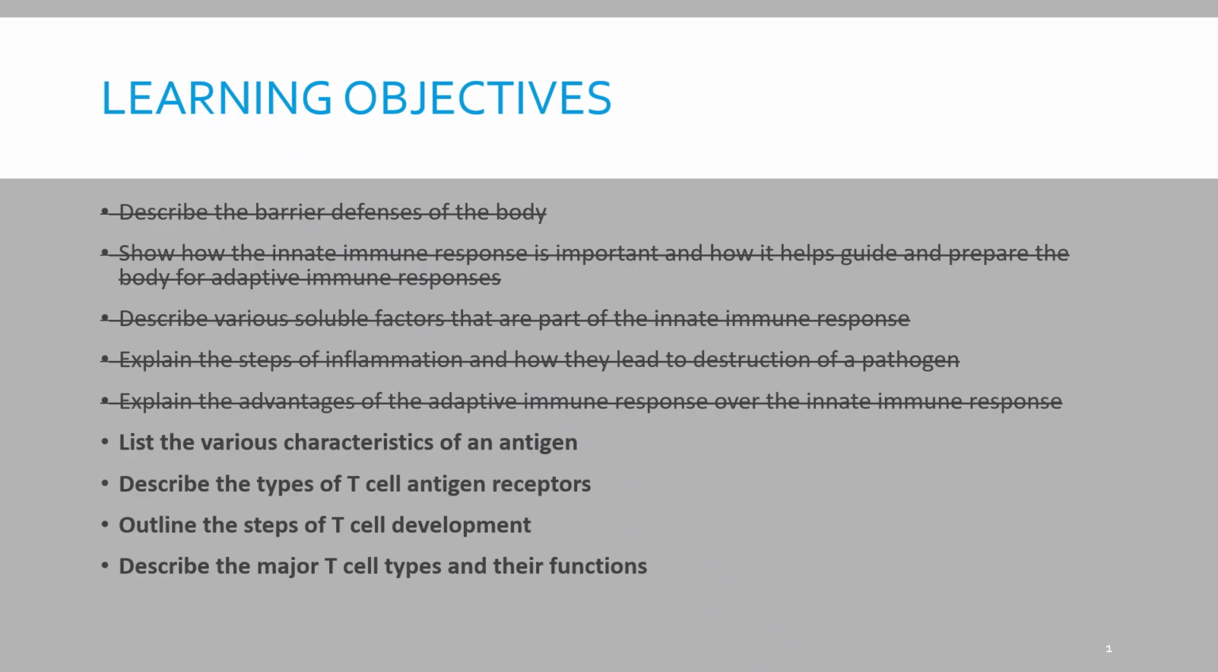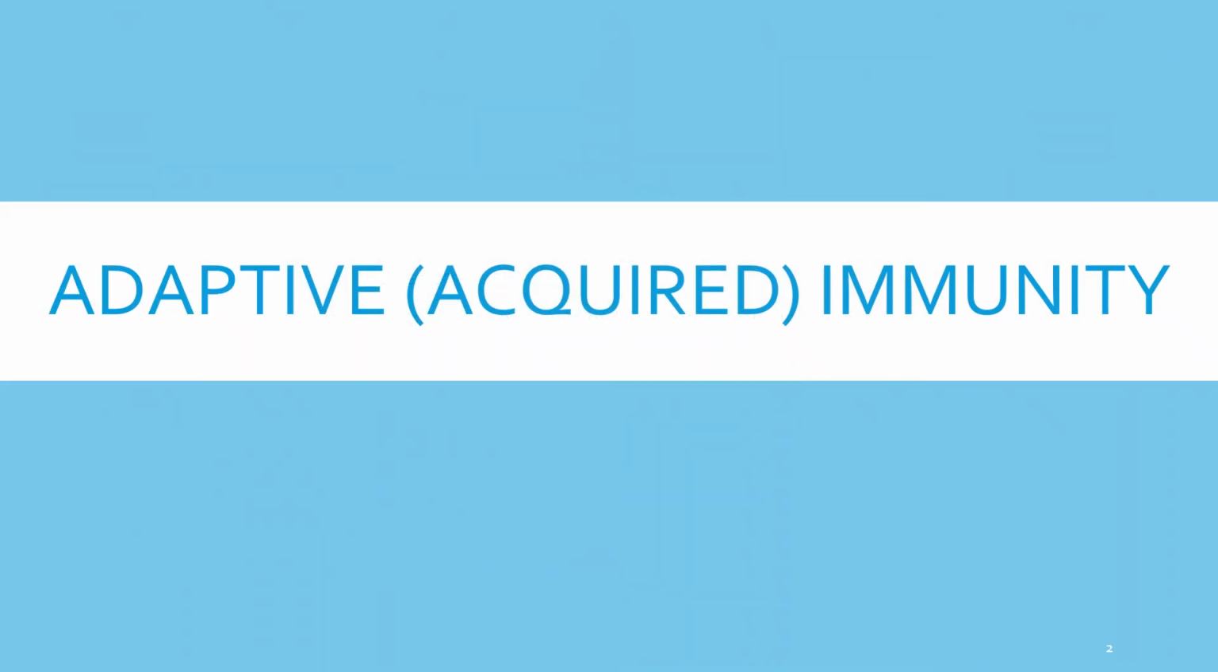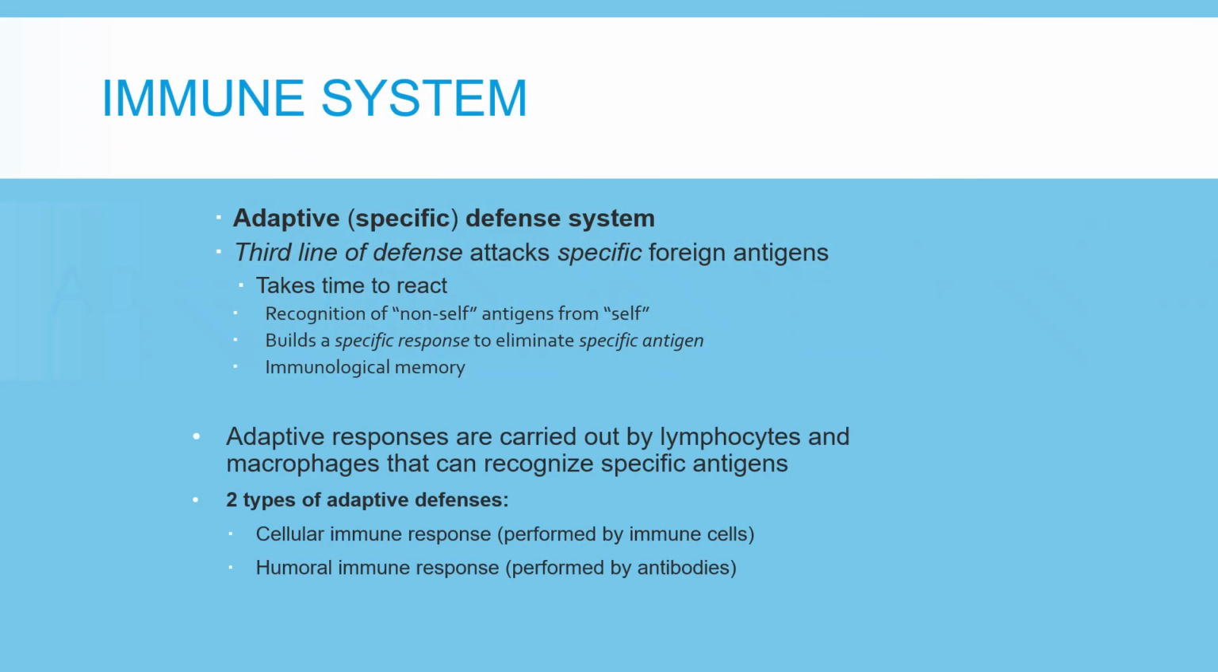Okay, so this conversation that we're having today is all about adaptive acquired immunity. So the adaptive defense system is a more specific response to pathogens that may enter our body. We consider it the third line of defense as it attacks specific foreign antigens. It takes a little bit of time to react.